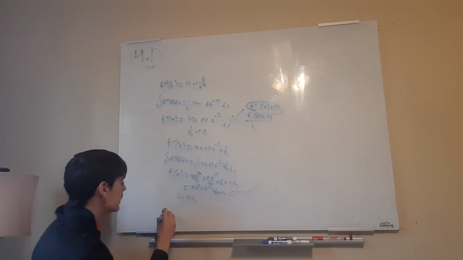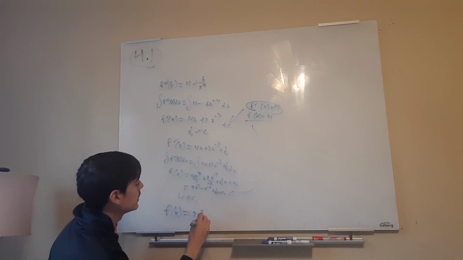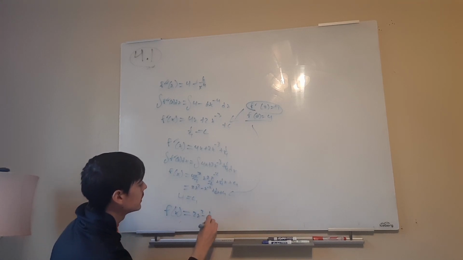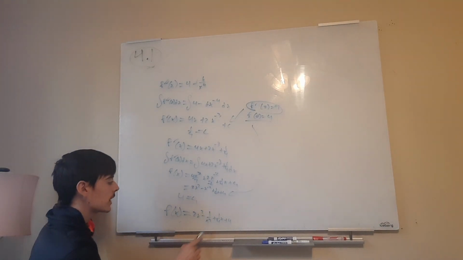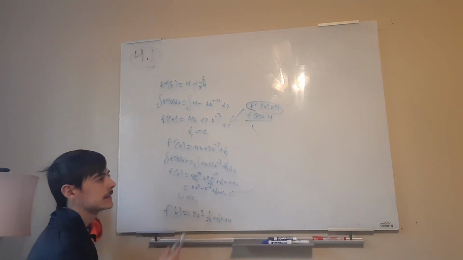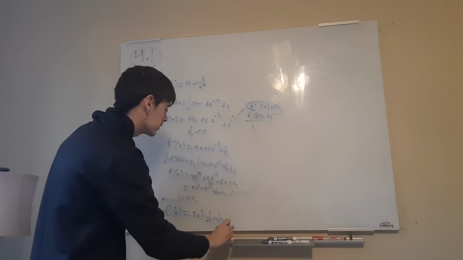Plugging that back in, our particular solution for f of x will equal 2x squared minus 1 over x squared plus 1 over 4x and then plus 4. This minus 1 over x squared is just the same thing as this minus x to the negative 2. I just turned it back to our normal form for our final answer.